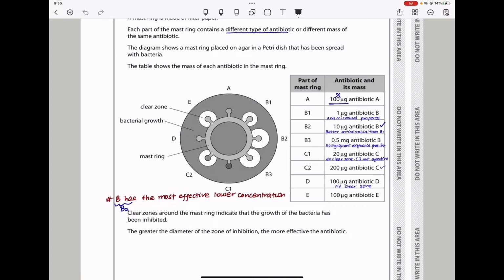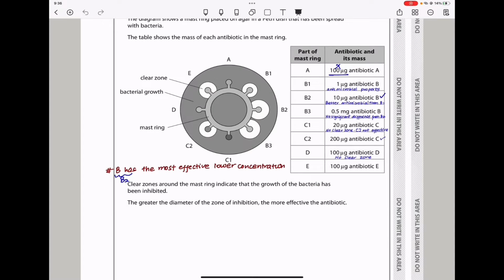And then we can see these have the same effectiveness. The corresponding concentrations here have the same effectiveness, meaning we can take the one with the lower concentration, since increasing the concentration did not change the effectiveness of the antibiotics. I'm talking about comparing B2 and B3. We can see we have a higher concentration here, which is 0.5 milligrams, instead of 10 micrograms. This one here has a lower effectiveness in comparison, and E also has a lower effectiveness in comparison to B2 and B3. So down here they say, clear zones around the mass string indicate that the growth of the bacteria has been inhibited. The greater the diameter of the zone of inhibition, the more effective the antibiotic.